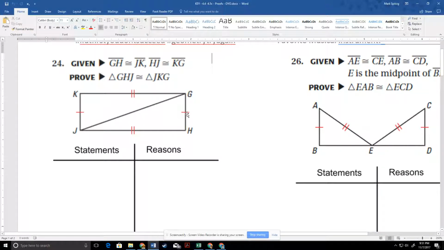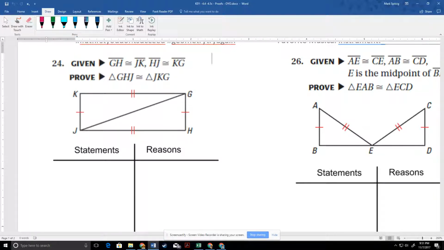All right, so here we go with the proofs, the four on their own, 100% on our own. So let's get started, jump into it here. I will go ahead and again, we'll put the givens here. So we'll say GH is congruent to JK. And then we can also say that HJ is congruent to KG. And again, they're both given.